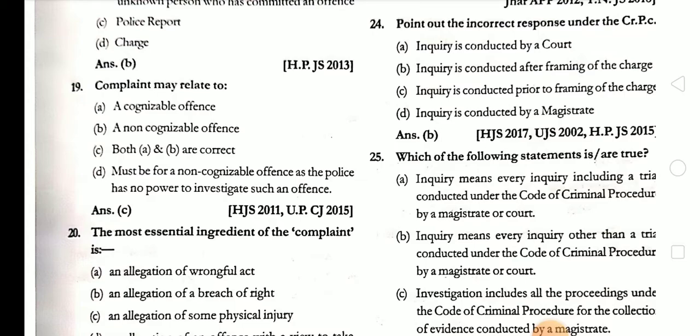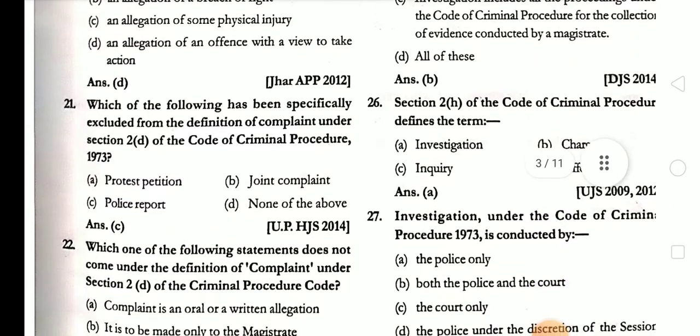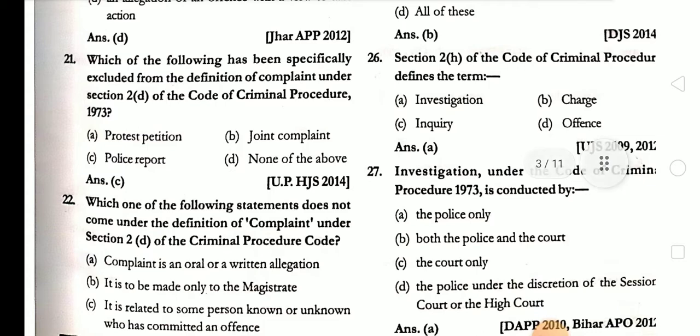Next question. The most essential ingredient of a complaint is, answer is an allegation of an offence with a view to take action. Next, which of the following has been specifically excluded from the definition of complaint under section 2 subclause D CrPC? Answer will be the police report. So a police report is not included in the complaint. That is provided under section 2 subclause D.